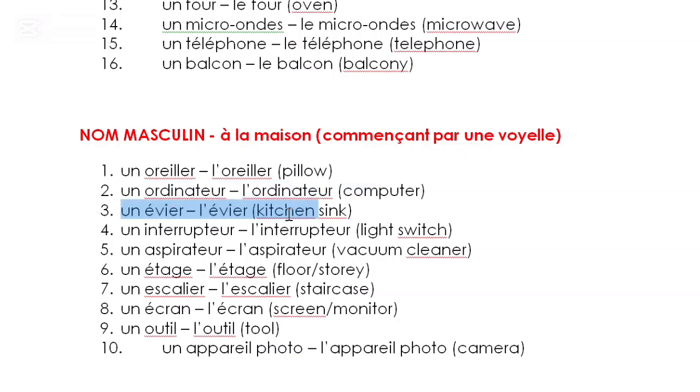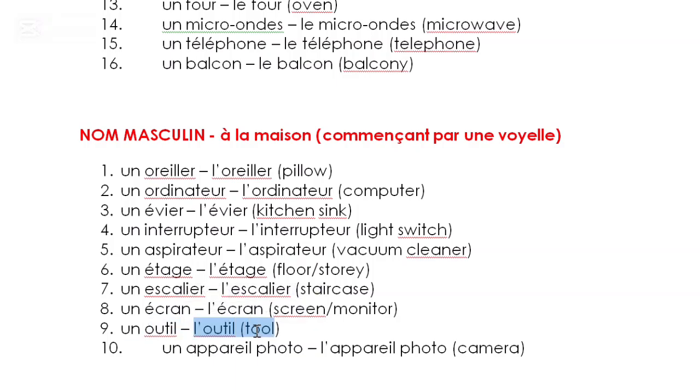Un évier is sink, or the sink, l'évier. Un interrupteur, you can see what it is. Un aspirateur. Un étage, that one is floor, first floor, second floor, premier étage, deuxième étage. Remember, you have already looked at nombres ordinaux, first, second, third. Un escalier is a staircase. This staircase becomes l'escalier. Un écran, screen, l'écran.